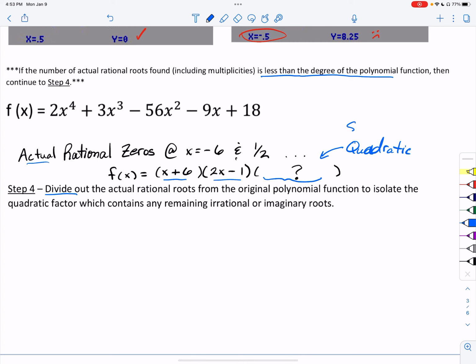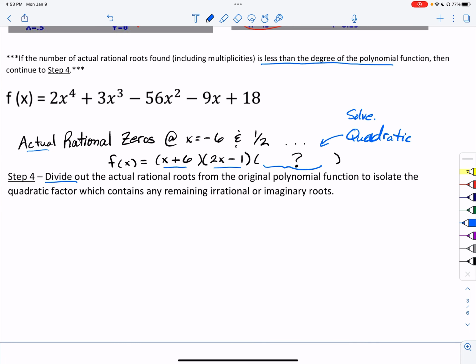And we're going to solve that quadratic to find the 2 remaining zeros that we cannot locate with our P over Q list. So let's get started. So I'm going to first divide out the -6, and I'm going to use synthetic division to do that in a timely manner.